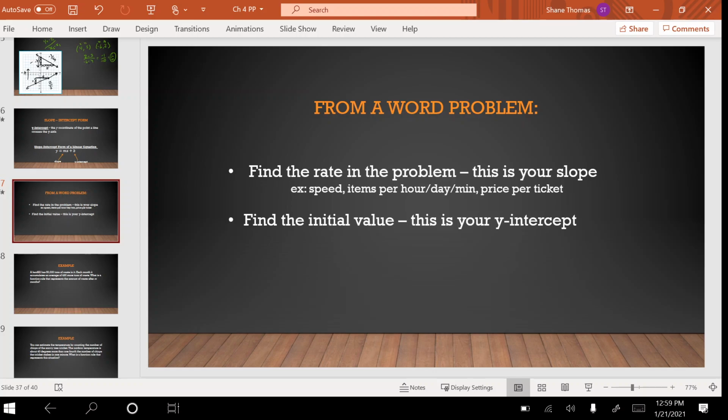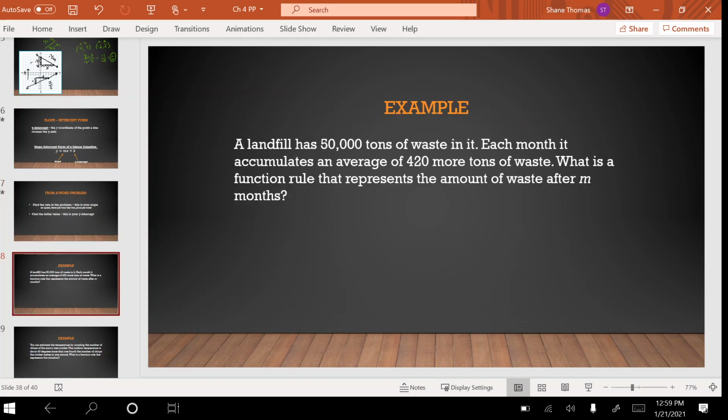You have a photo? Okay, so here we go. We're talking about a landfill. A landfill has 50,000 tons of waste in it. Each month, it accumulates an average of 420 more tons of waste. What's the function rule that represents the amount of waste after M months? How many numbers do you see in that problem? I see 2. We have to figure out which one's the slope.